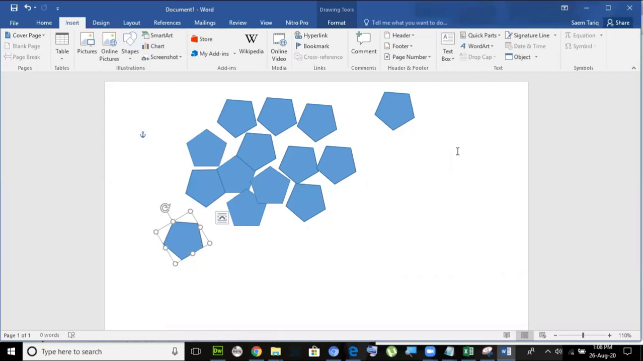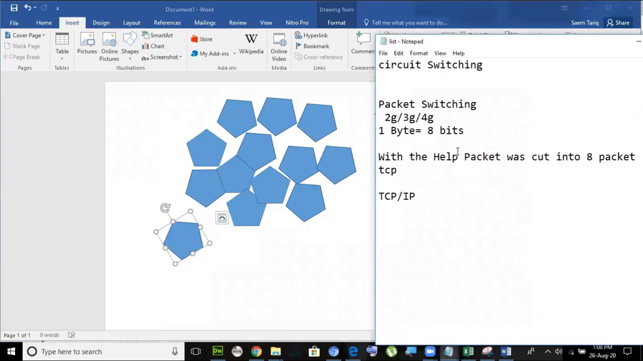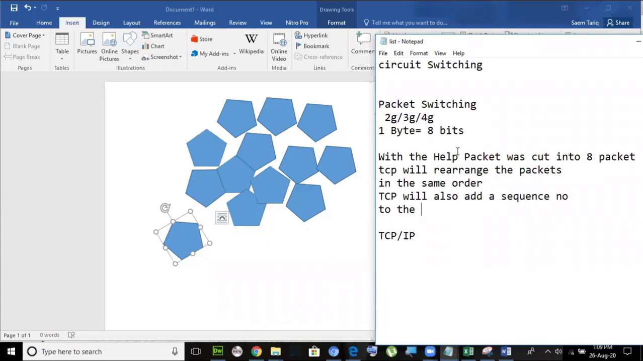So the advantage of data being cut down into packets was that the receiving computer will rearrange them in the same order. That's the point. Who's doing all this? TCP will do this to these packets.